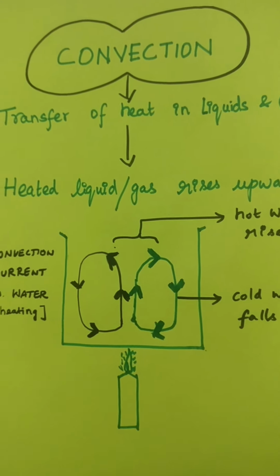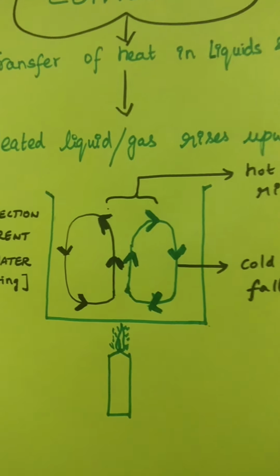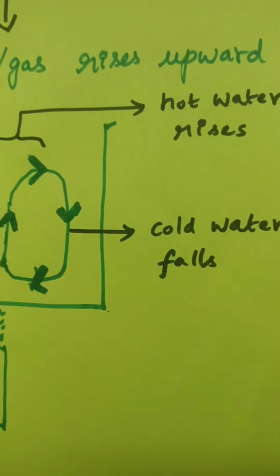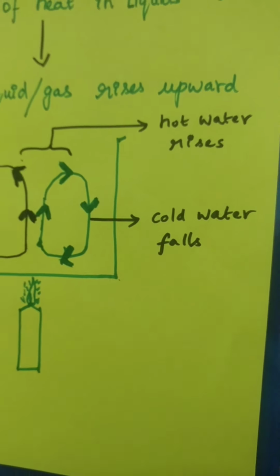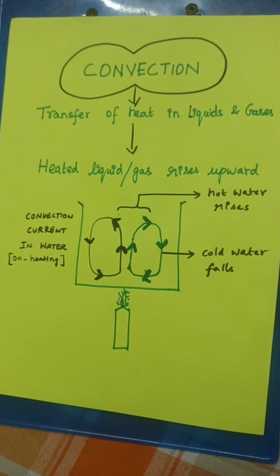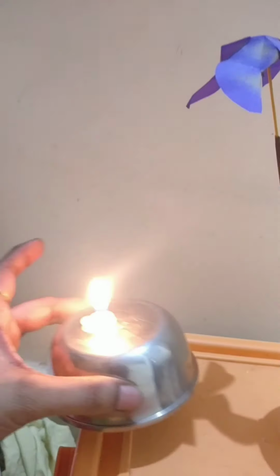So when water is boiled, the hot water particles rise upwards and replace the cold water particle space, and push the cold water downwards. So you can see the pattern. Some of the particles rise upwards and move towards the right, and the others move towards the left, so that the convection current is created.